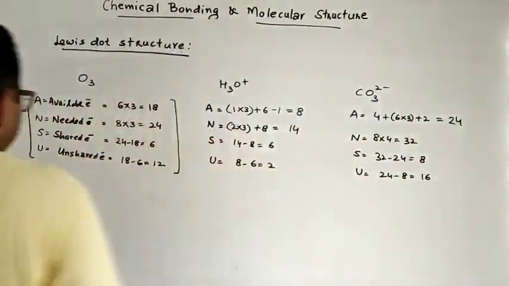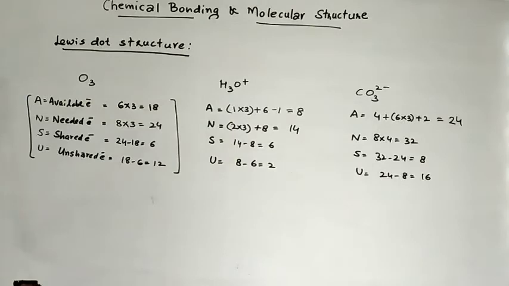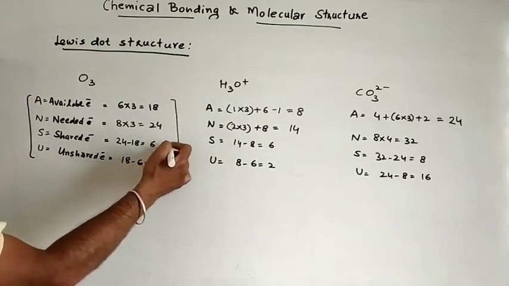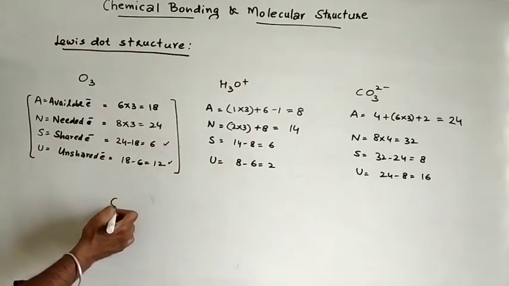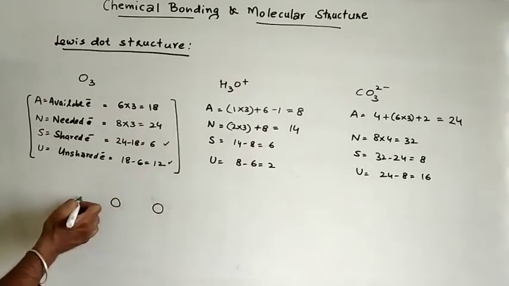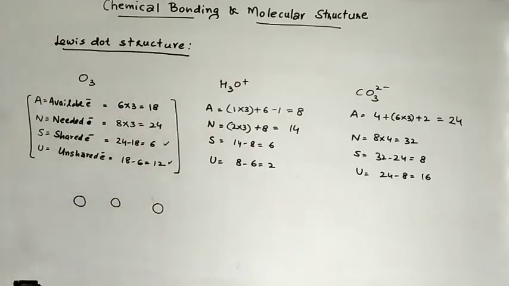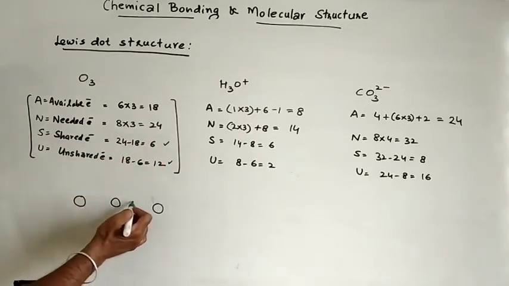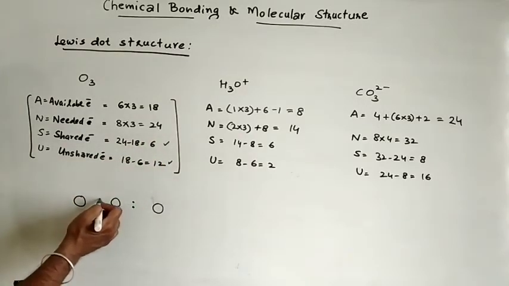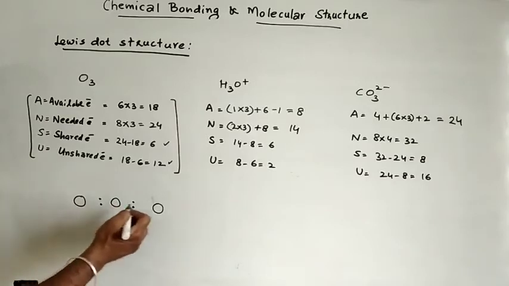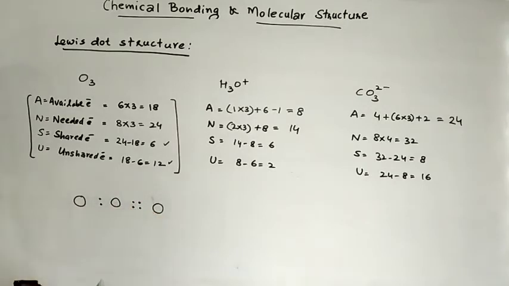Now write the skeleton of these. We will use only S and U, shared and unshared. So write the skeleton like this, without bonds. Now write the shared electrons in between 2 atoms. Like if we have 6, go in pairs: 2, 2, 4 done. Now put the remaining 2 on any side. So these are the 6 electrons which are shared.